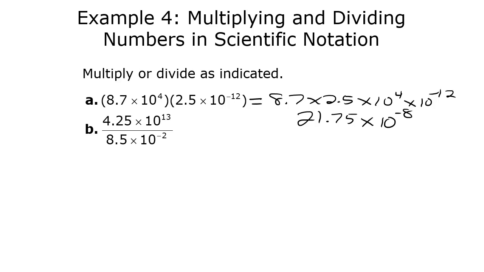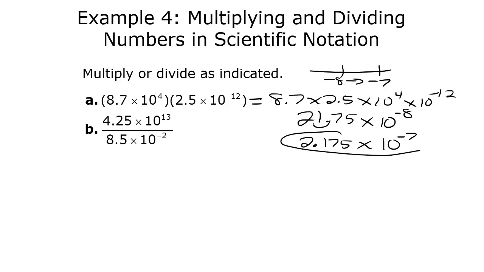Now, this is not in scientific notation form. The decimal needs to be here. So we need to move it one spot and make it 2.175. And because we moved it to the left, we made this thing smaller, so we have to make this one bigger to counteract it. So we're moving it to the right by 1. Remember, on a number line, going from negative 8 to the right by 1 step goes to negative 7. So this would be our answer in proper scientific form.